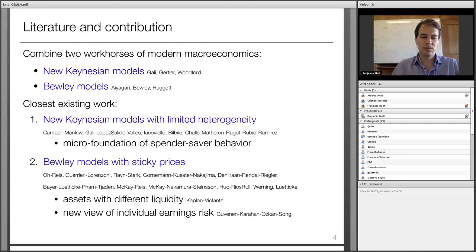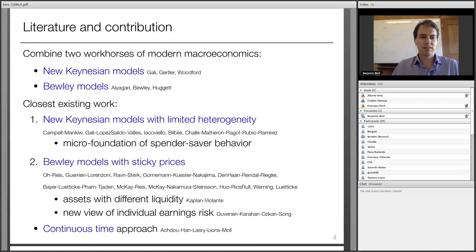Second, we take on board something we think is important, which is a new view of individual earnings risk that has been documented by Fatih Guvenen and co-authors, for example in this nice paper by Guvenen, Karahan, Ozkan, and Song. They show that individual earnings risk at the micro level looks nothing like what people typically feed into models, namely normally distributed shocks. Instead, these things are very fat-tailed, and for a lot of people there's basically no risk, and for some people there's massive risk. Finally, it's in continuous time for no reason except that it makes things easier to solve.